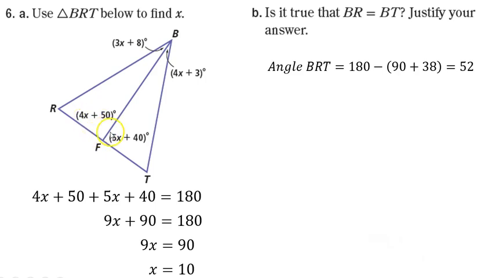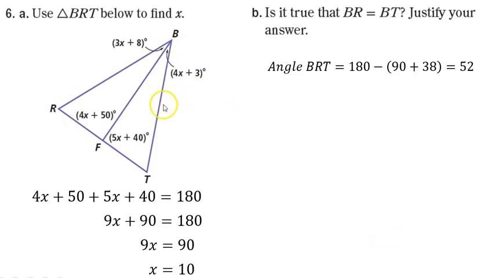So this is a 90-degree angle, because if x is 10, 4 times 10 is 40, plus 50 is 90. This angle right here is 38, because again, x is 10. So we subtract the sum of these two angles from 180 to get that angle measure. That angle measure has to be 52. BRT, this angle right here, or BRF, is 52 degrees.